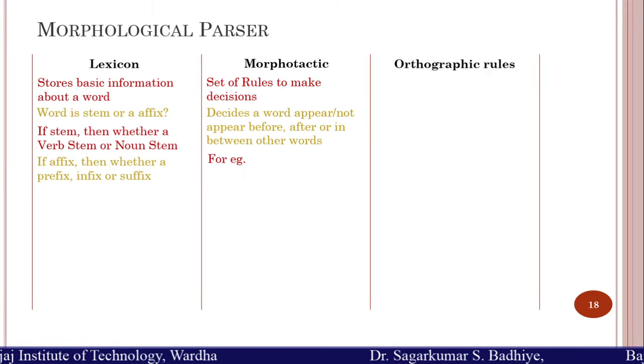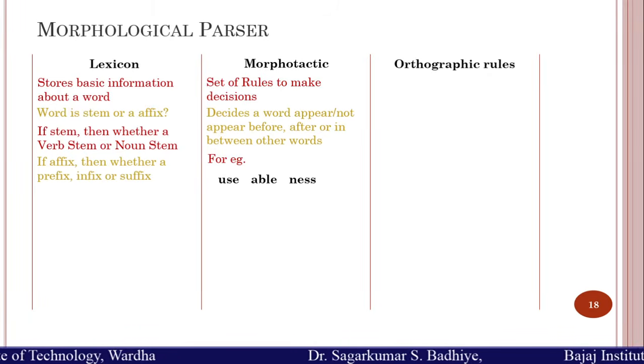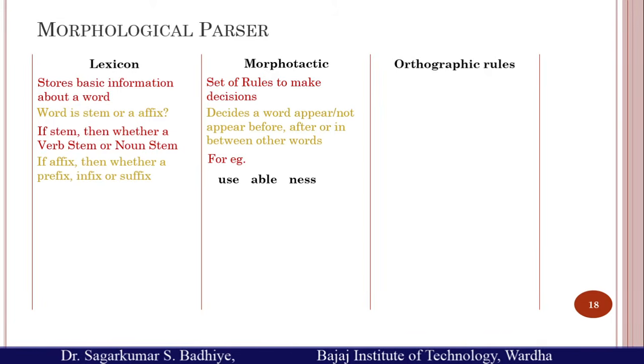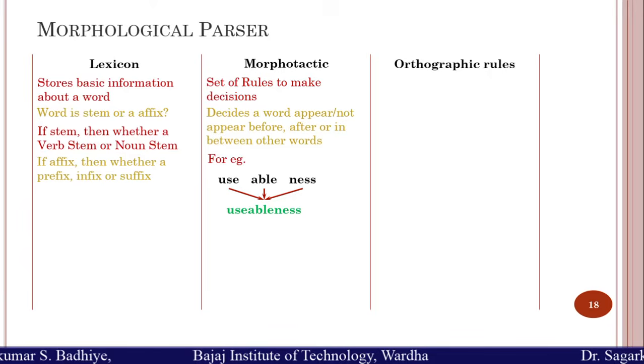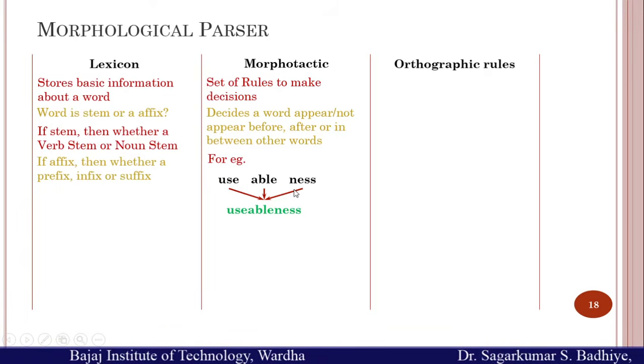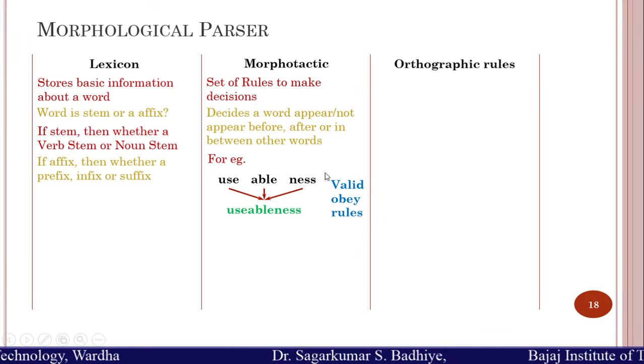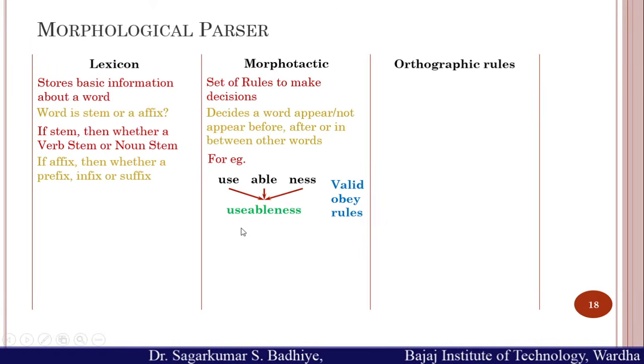Right. For example, consider the word usableness. So here there are certain morphotactic rules that decide that use will act as a prefix of able and ness will act as a suffix of able. So it would generate the word usableness. These three words form usableness and follow the rules of morphotactics. They obey the rules of morphotactics. Thus the word usableness is correct.